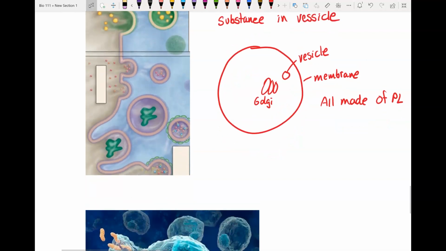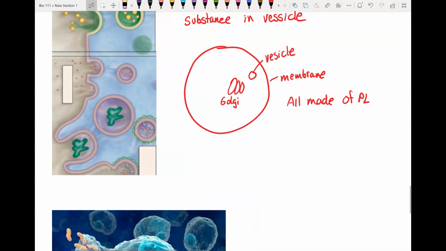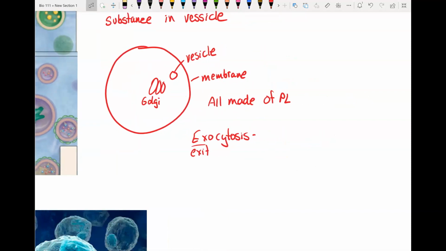So vesicular transport goes two directions. You have in and you have out. Let's look at exocytosis. So exo, think of exit. If you're doing exocytosis, you're going to pinch off a piece of the Golgi. And this piece of the Golgi that you pinched off forms the vesicle. And the substance that you're trying to move, so let's put a little substance in here, is inside the vesicle.